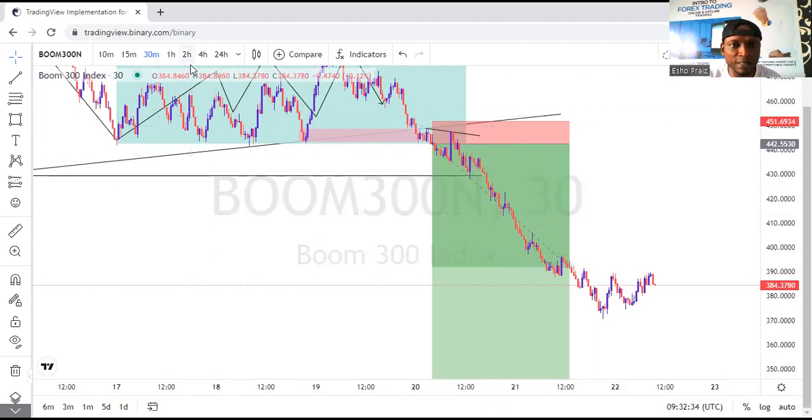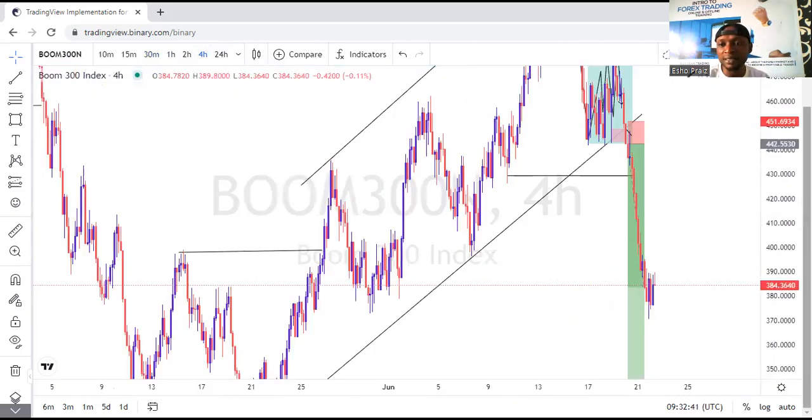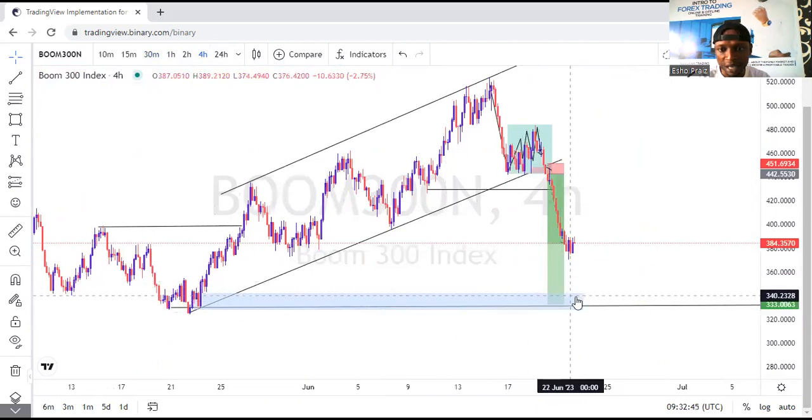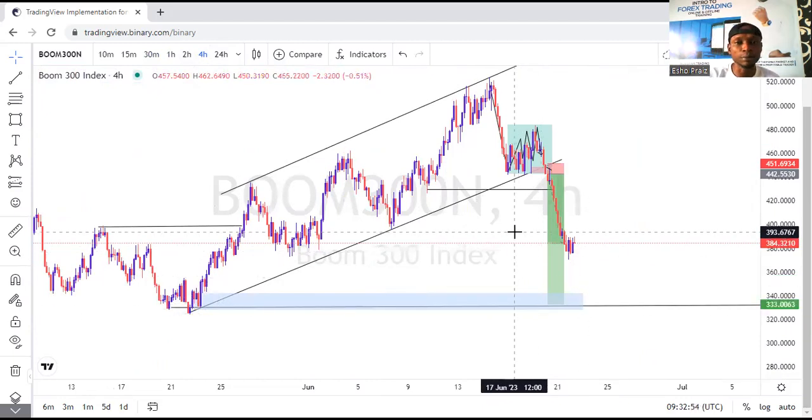Now, what we are anticipating is that we are expecting the market to still sell to the downside to come and mitigate the 4 hours order block. After mitigating the 4 hours order block, then the market can start buying. So we will start looking to buy the market at this point. This is what we have on Boom 300.